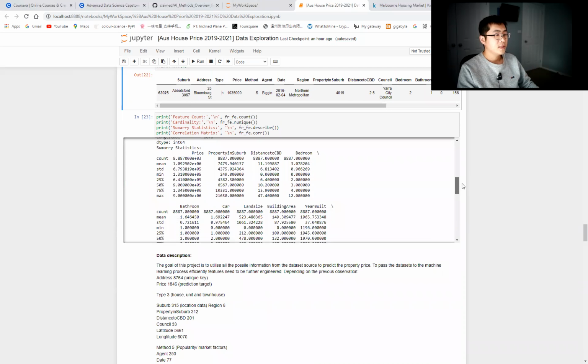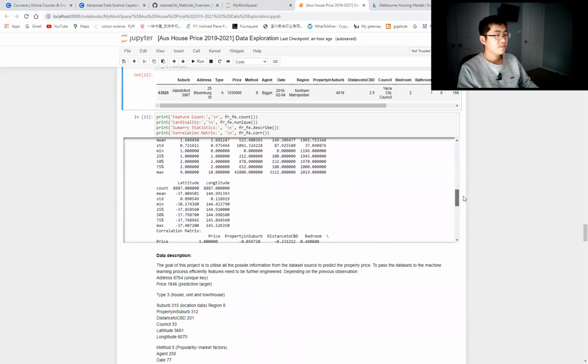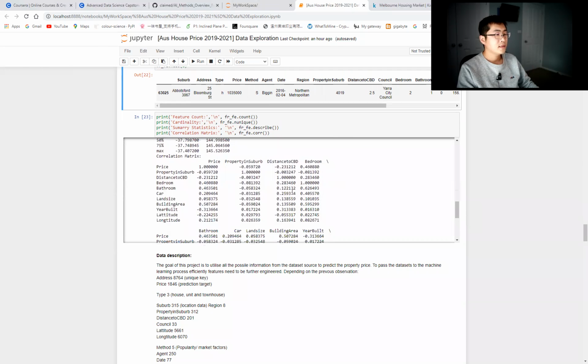Here are some further summary statistics. And we perform the correlation calculation here. As we see, the price is negatively correlated to the number of properties in the suburb, negatively correlated to the distance to CBD, which makes a lot of sense because the further away from CBD, the house price will drop. Bedroom size, of course, and bathroom size, they are very much positively correlated.